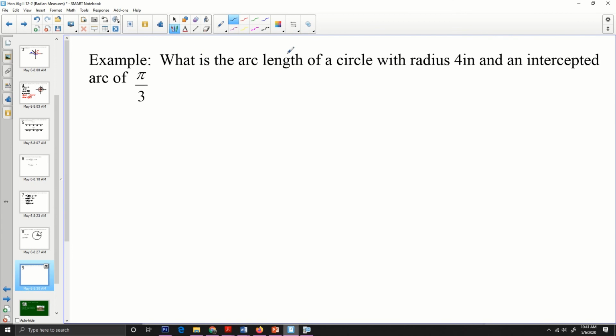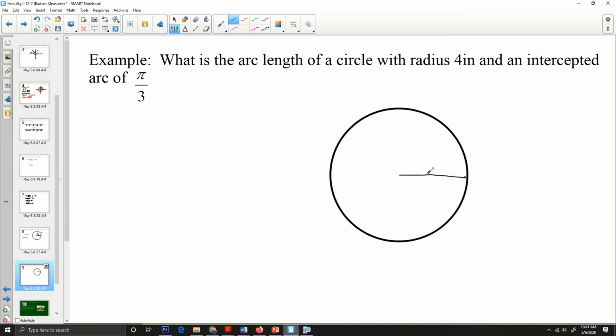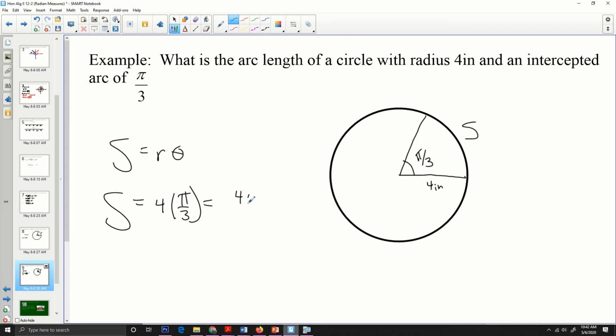But it says, what is the arc length of a circle with radius 4 inches and intercepted arc of pi over 3? So just real quick, if I have a circle here, and I know that from here to there is 4 inches, and I know that the arc that is being intercepted here is pi over 3, then the value S here, S is equal to r times theta. S will be equal to 4 times pi over 3, which will give me 4 pi over 3 inches.